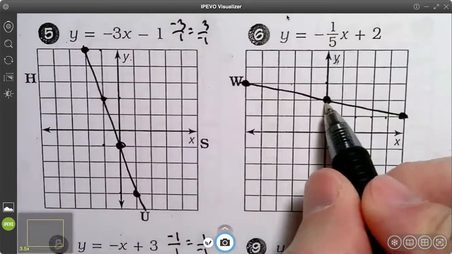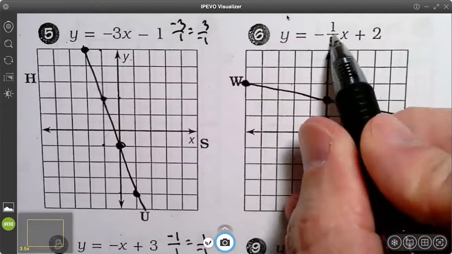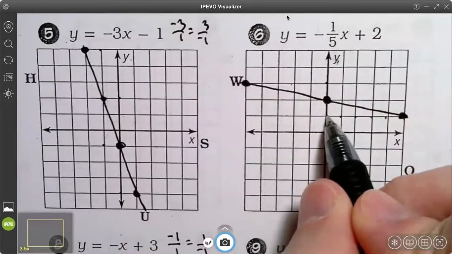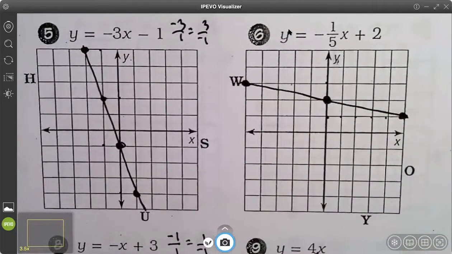Y-intercept is 2. That's where you start. And from that point, you count your rise over run. Rise -1, run 5 in this case.